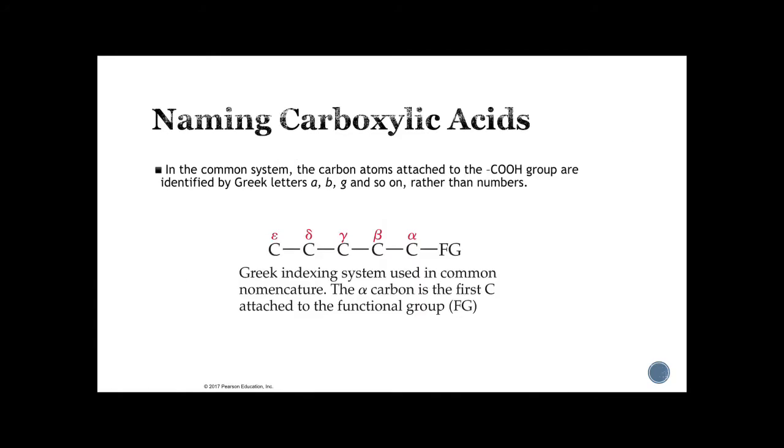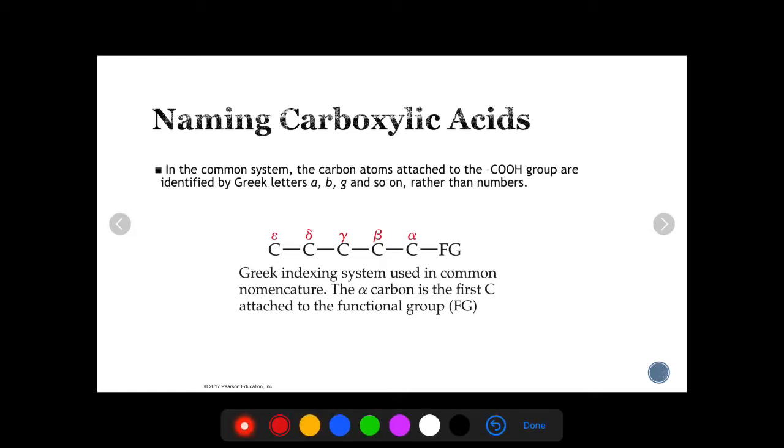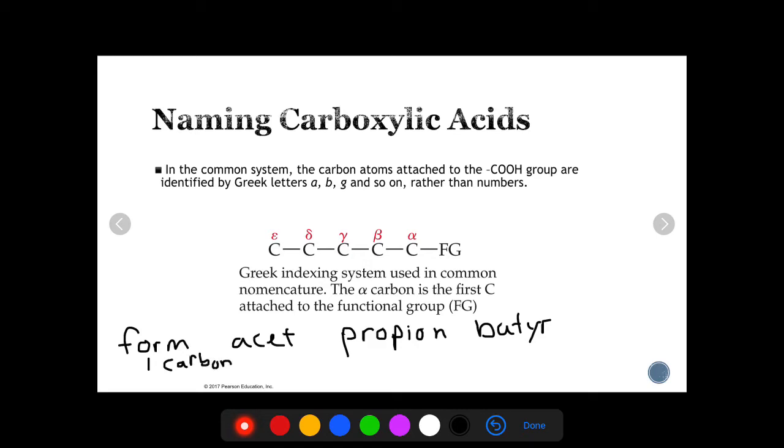Okay, so to name common names for the carboxylic acids, the prefixes, I'm going to write this down for you: form, acet, propion, and butyr. So these prefixes are used in the common names. If it's form, it only has 1 carbon. Acet has 2, propion has 3, and butyr has 4. So I'm going to give you some examples of that in a second.